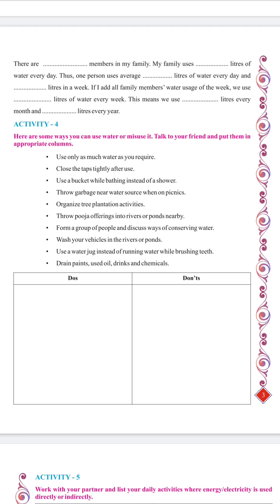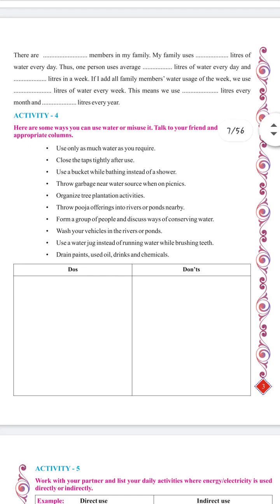Throw garbage near water source when on picnics. That is a bad habit. I will not allow any of the students or any human being to practice these things. So this should be placed in the don'ts column. Organize tree plantation activities. That is also a very good thing, because the roots of the plants hold a lot of water. They provide us fresh air to breathe. They provide us shade. They provide us fruits. A lot of things are provided by the trees. So I will promote these types of activities in our life.